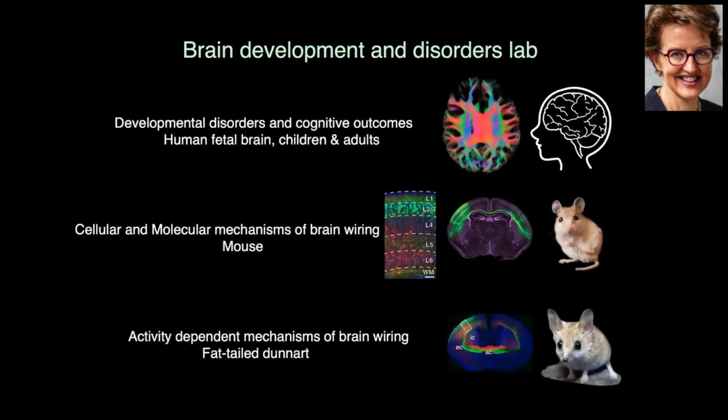In my lab, the Brain Development and Disorders Lab, we have three projects that really interface on these questions. One is to study people with corpus callosum disorders and the cognitive outcomes of these. We also study the cellular and molecular mechanisms of brain wiring in the mouse. And we've recently begun to study these early events of activity-dependent development on brain wiring in a new animal model called the fat-tailed Dunnart that we've developed in our group.